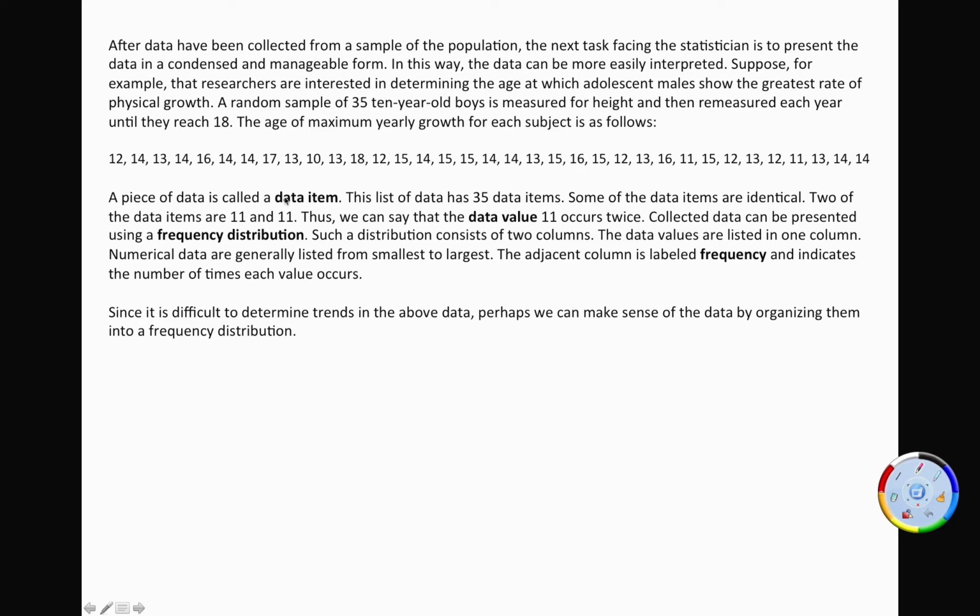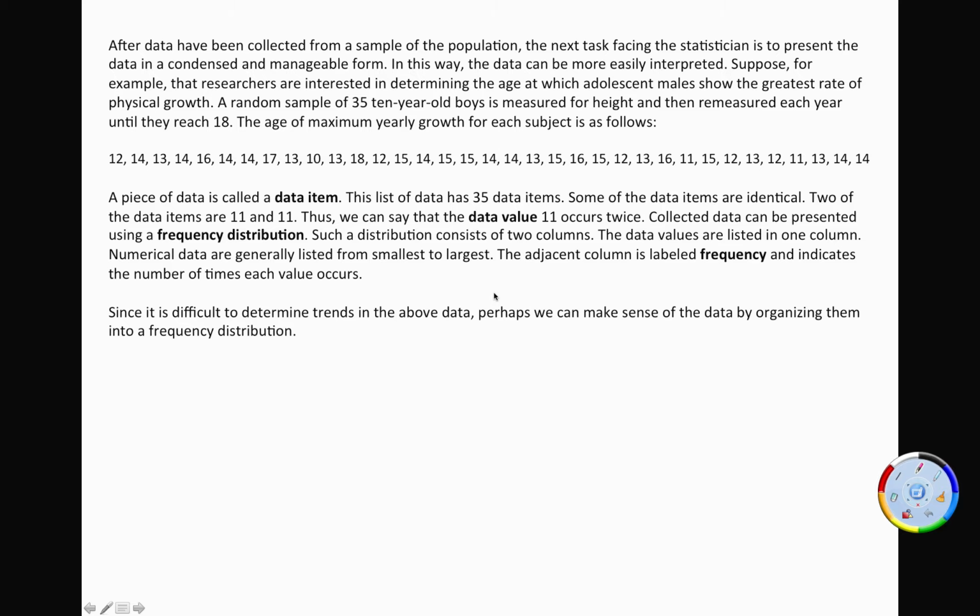A piece of data is called a data item. This list of data has 35 data items. Some of the data items are identical. Two of the data items are 11 and 11. Thus we can say the data value 11 occurs twice. Similarly, because we have 1, 2, 3, 4, 5 of the data items that are 12, the data value 12 occurs 5 times.